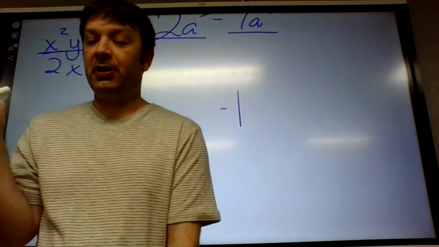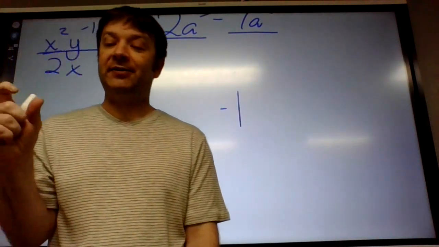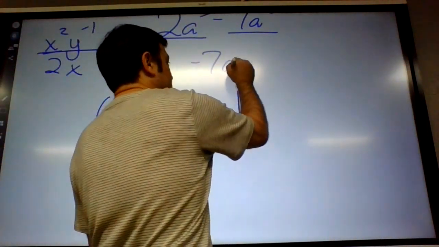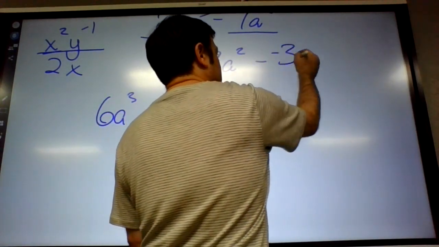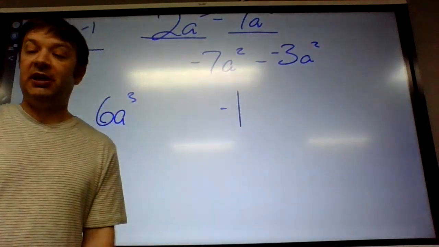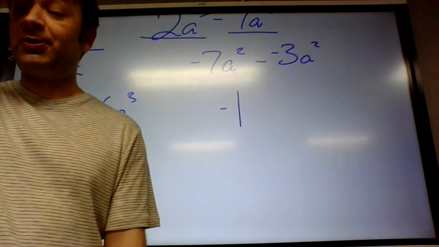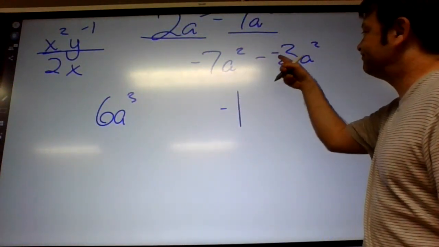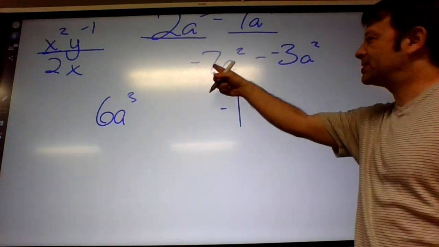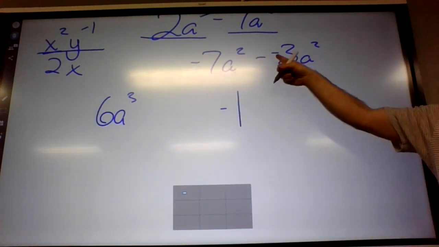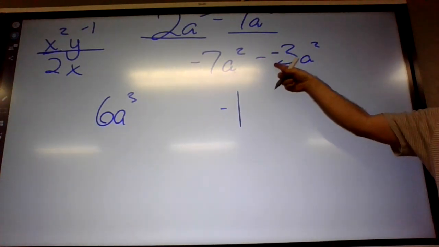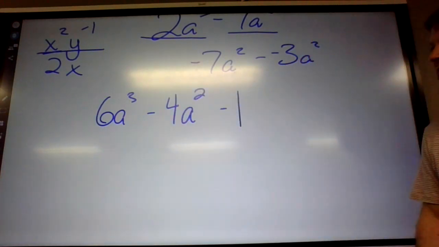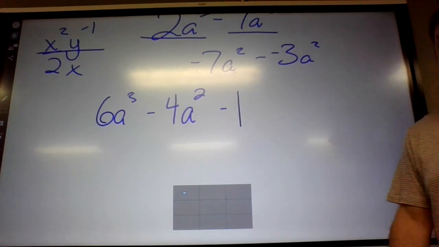Yeah, but here's where probably a lot of us would miss it. Because it's negative 7a squared minus negative 3a squared. You guys see where I'm getting at? Yeah. It's negative 7a squared minus, because of that minus on the parentheses. When you have a subtraction on the parentheses, that means you're supposed to subtract everything in the parentheses. But if you're subtracting a negative, that's actually a plus. So this is like negative 7 plus 3. So that would be negative 4a squared.